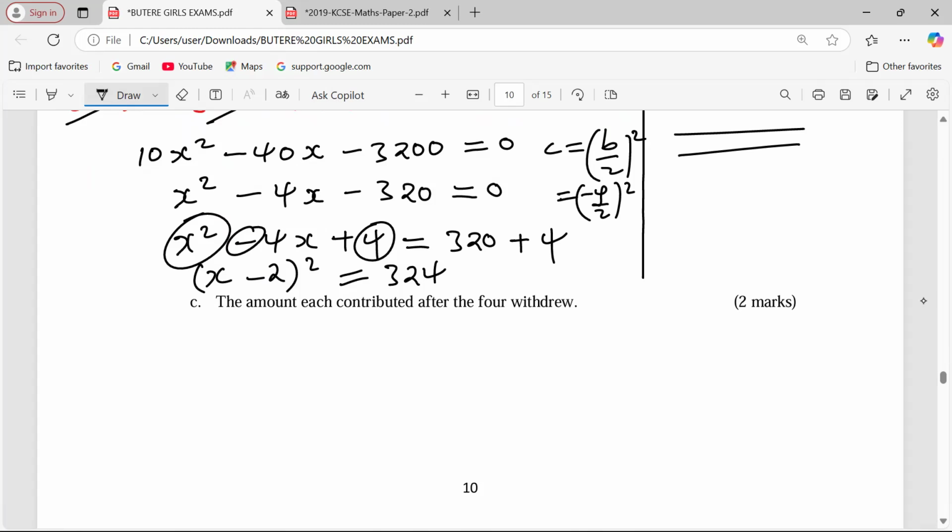Let's look at part C. The amount each contributed after the 4 withdrew. So they have to raise not 1800, they have to raise 800. And how many are they now? 4 have withdrawn. So 800 divided by 16 members. Each is going to contribute 50 bob.